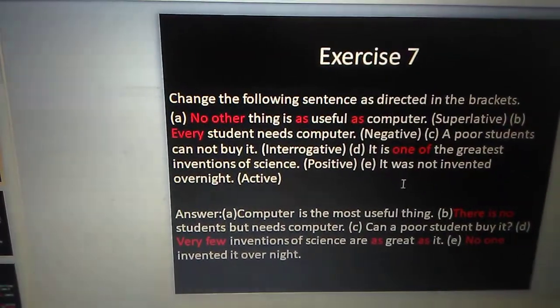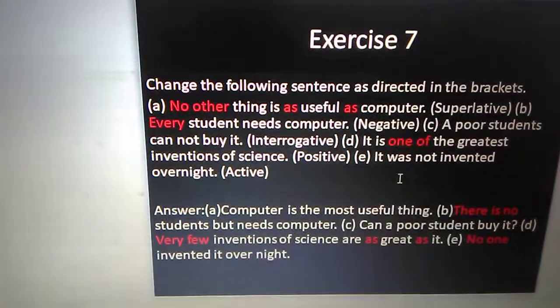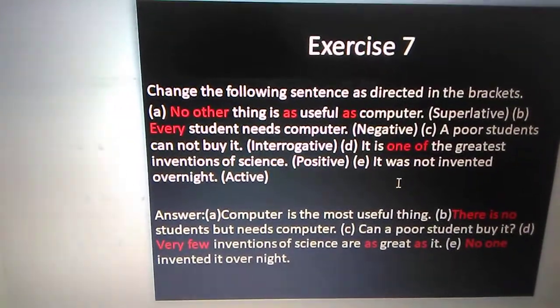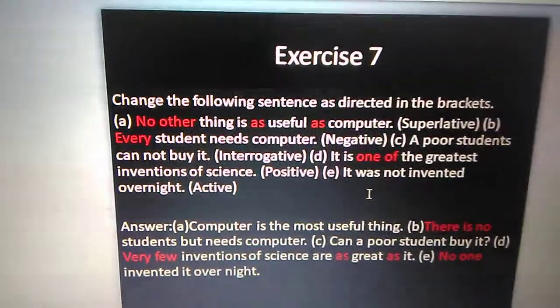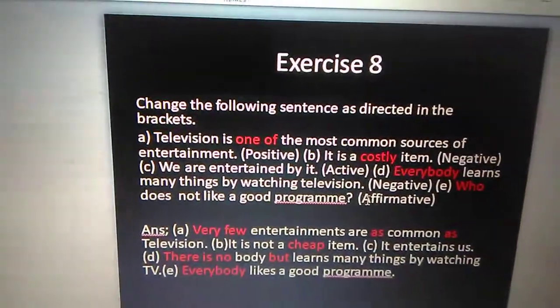The scientist didn't invent it overnight. As there is "we use here no one", that is why no auxiliary is used. Let's go for the next one.